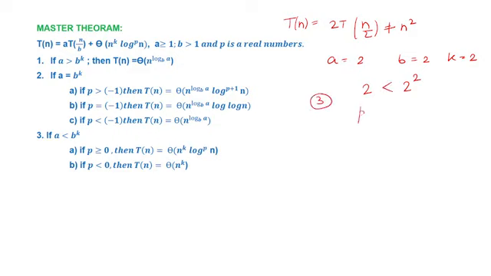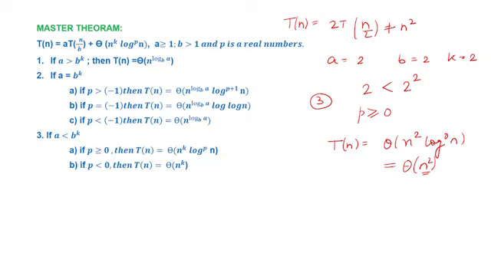So you have to check the value of p. Here p is 0, which is greater than or equal to 0. Then the time complexity T(n) will be Theta of n to the power k, log to the power p of n. K is 2, and log p is 0, so it will not have the log term. So the time complexity will be Theta of n squared. So this is how you can apply the master's theorem on different recurrence relations.